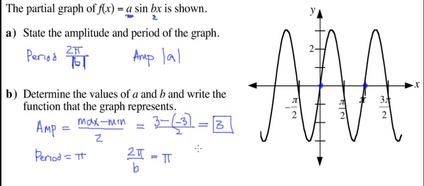Take the reciprocal of both sides and you get, just flip it over, b over 2 pi equals 1 over pi. Then multiply both sides by 2 pi to get b by itself. Those cancel, pi's cancel, and when the dust settles we have b equals 2. Amplitude 3 and b is 2.